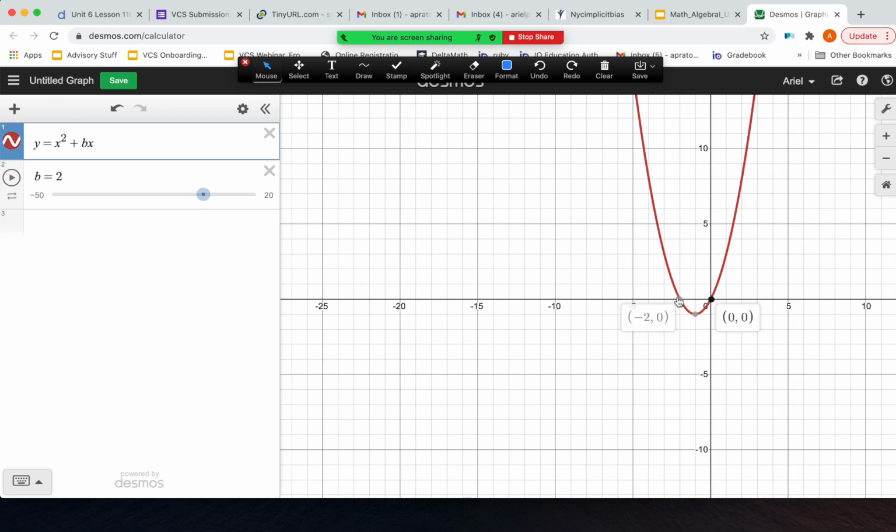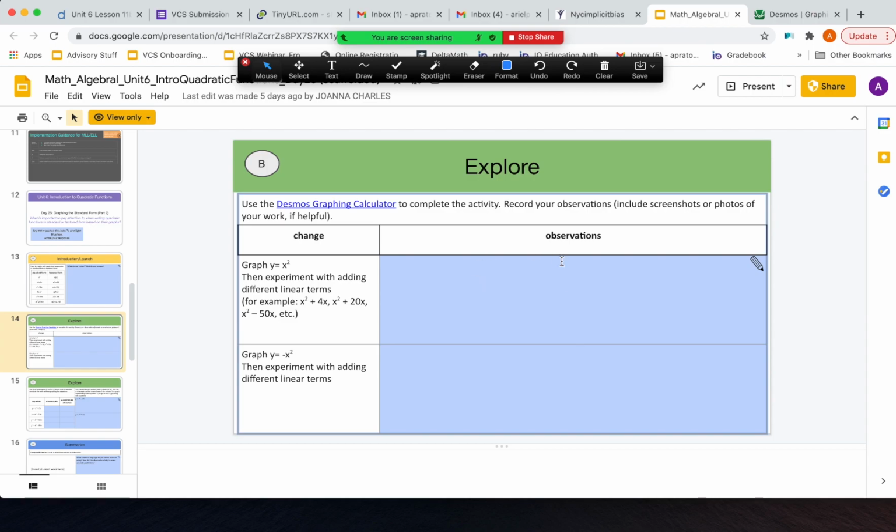Now this one is going to be negative 2. 0, negative 2. What's this? Negative 1 is the x-coordinate. So 0 to negative 2, negative 1 falls right between. That should be an observation. You should be noticing a pattern that's happening here. And that's what you can jot down here.